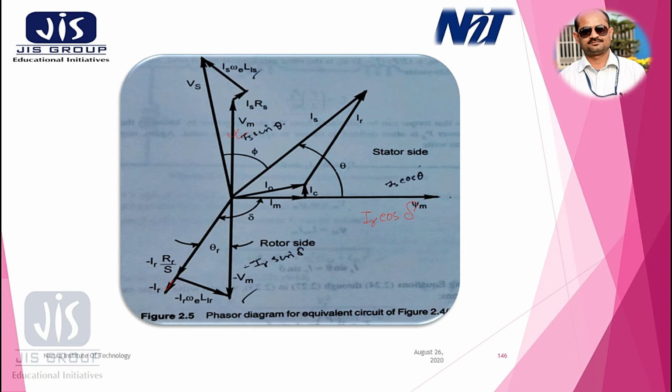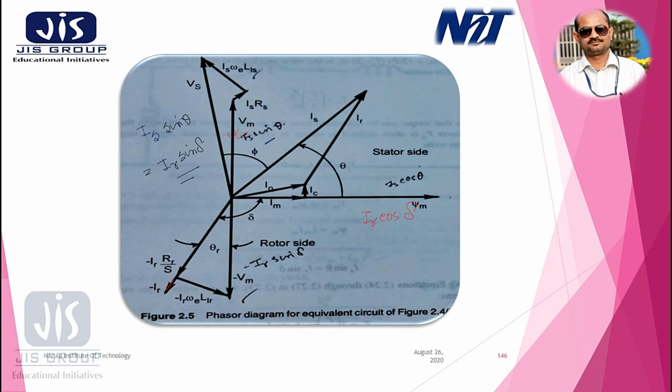So this will be plus IR sin delta. So from here we can say that Is sin theta equals IR sin delta, that is, we can say from the phasor diagram. So now what we will do, we will put all these values into the torque equation.